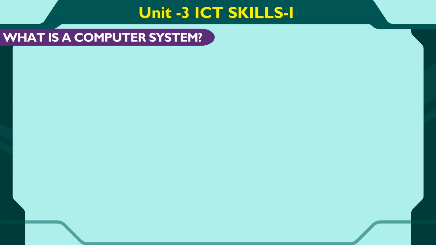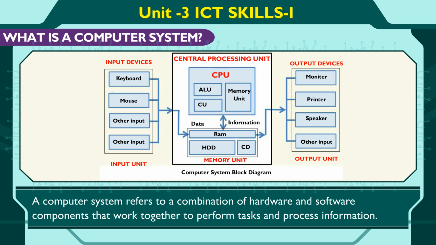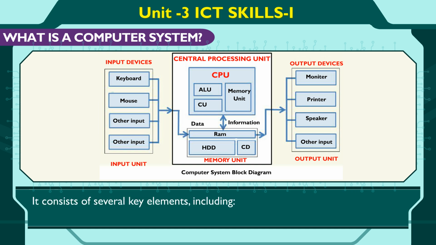What is a computer system? A computer system refers to a combination of hardware and software components that work together to perform tasks and process information. It consists of several key elements, including hardware.